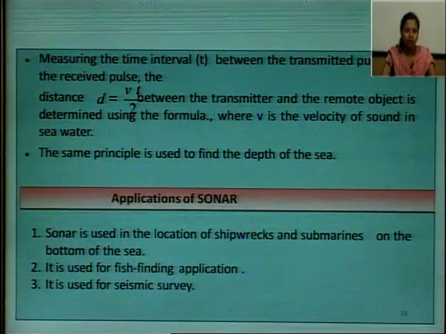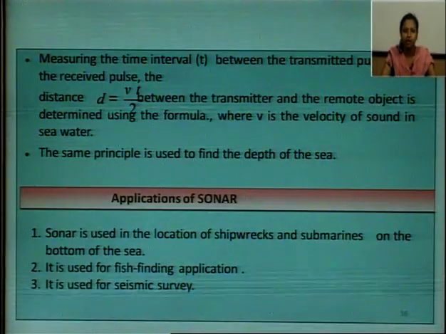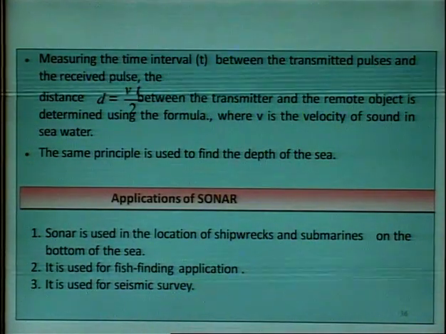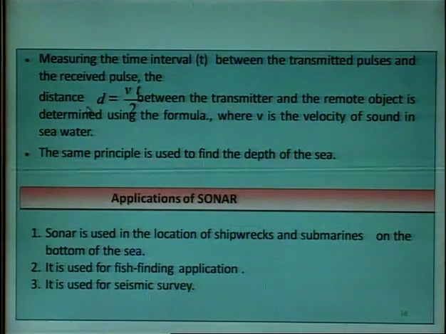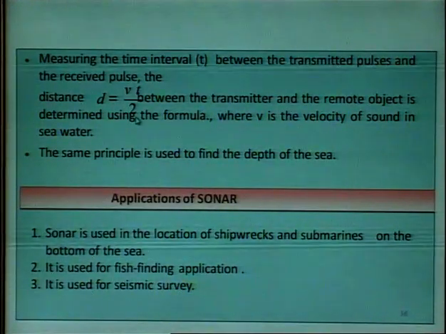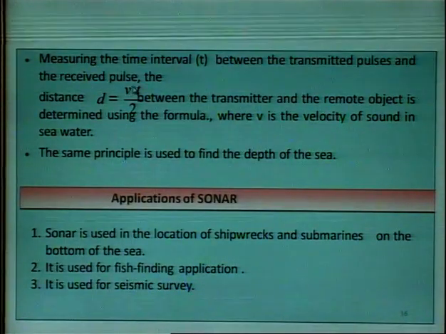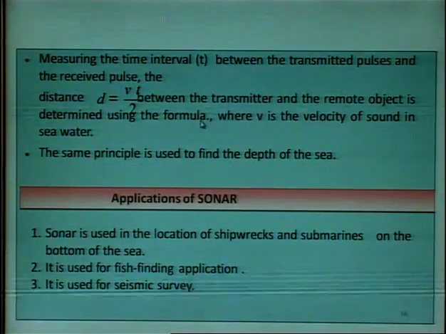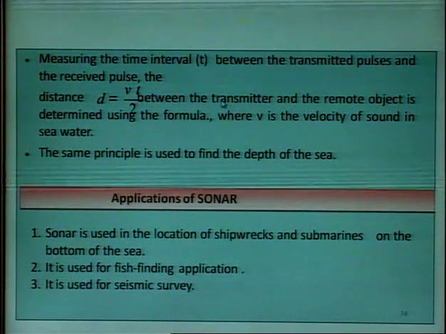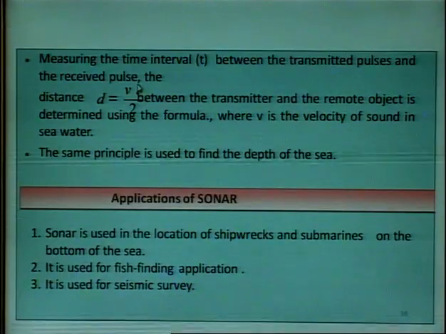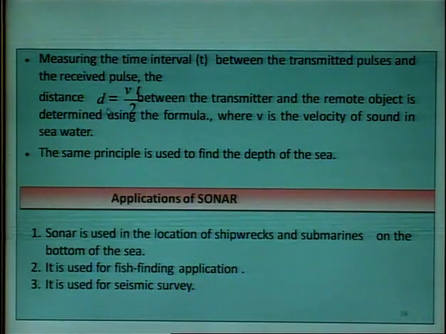Depending upon the time, by measuring the time interval t between the transmitted pulse and the received pulse, we can easily find the distance. D is equal to V into t upon 2. V we know is fixed for the ultrasonic waves. Time we can easily calculate from the time interval between the transmitted and received pulse. So, we can easily find the distance.